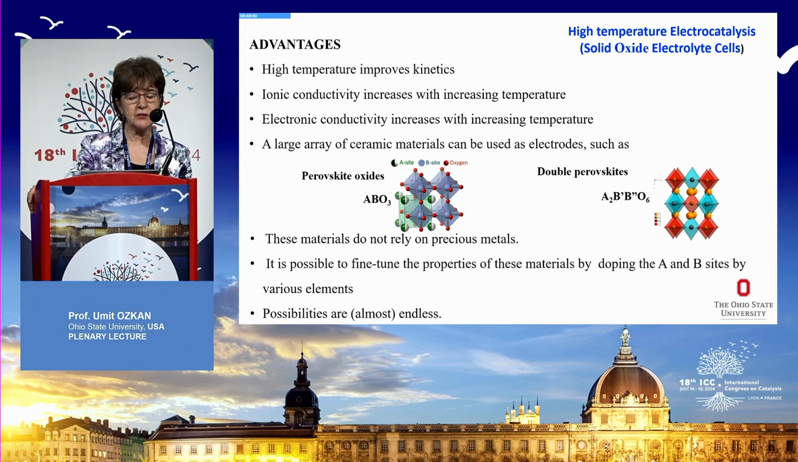Now, there are many advantages to high temperature electrocatalysis. High temperature improves kinetics, and ionic conductivity and electronic conductivity usually increase with increasing temperature. There's a large array of ceramic materials that can be used as electrodes, such as perovskite oxides or double perovskites. These materials don't rely on precious metals, and it's possible to fine-tune their properties by doping either the A site or the B site, or both, with various elements, and the possibilities are almost endless.